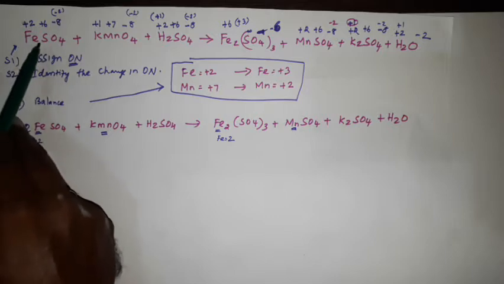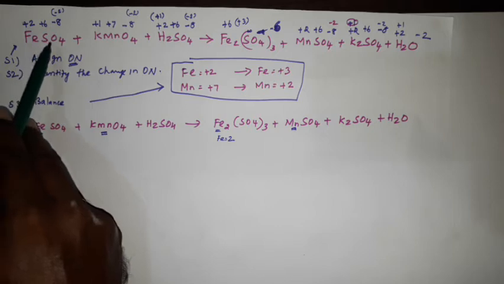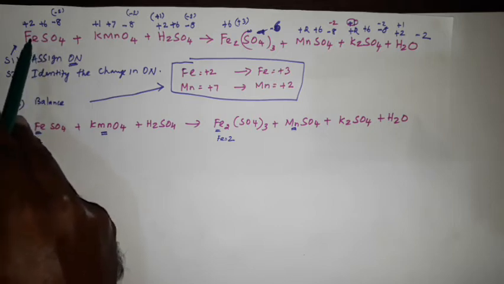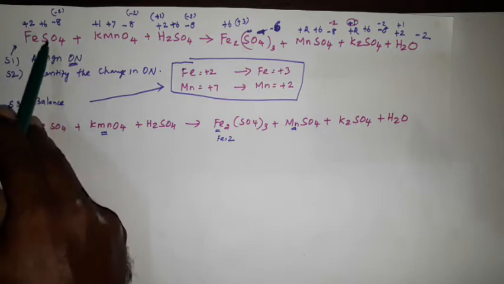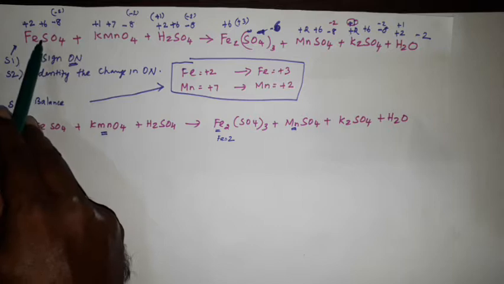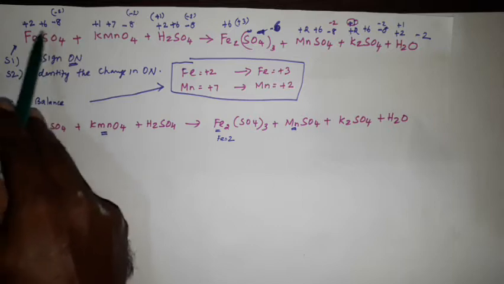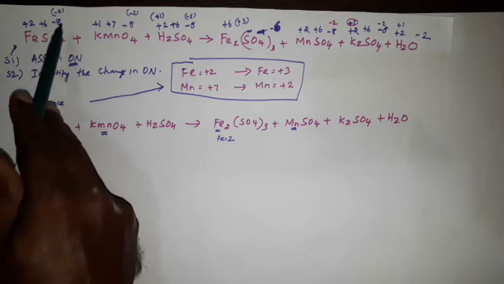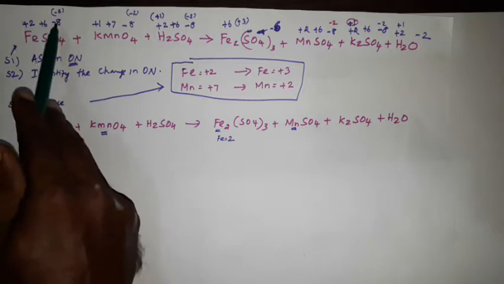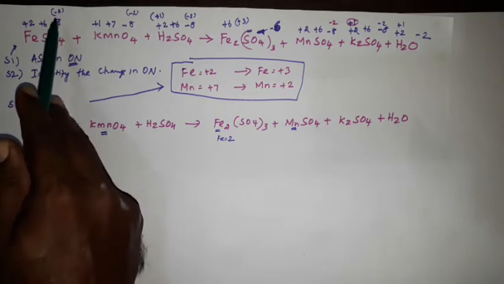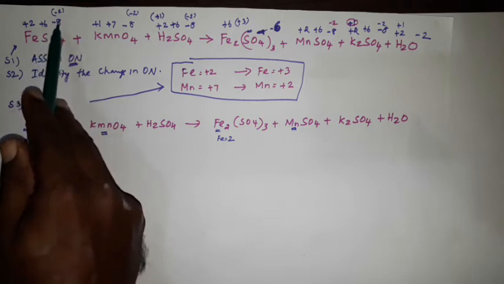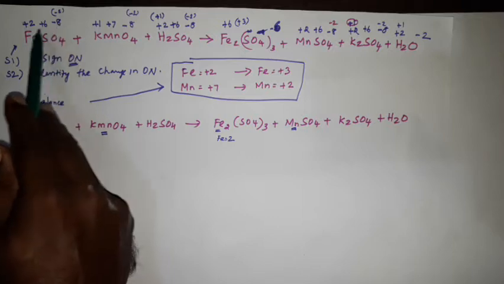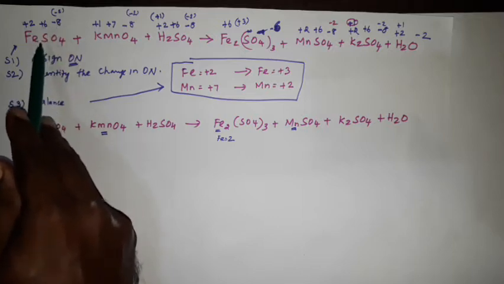See, in the FeSO4 there are 3 types of atoms: Fe, S, and O. For Fe, the oxidation number is plus 2. Here oxygen is minus 8, so sulfur will be plus 6. You can calculate. In the last video also I explained this. Why does 8 come here? Because oxygen has the oxidation number minus 2, and there are 4 atoms. So 4 into minus 2 is minus 8. Subtract minus 8 and plus 2, you will get plus 6 for sulfur.